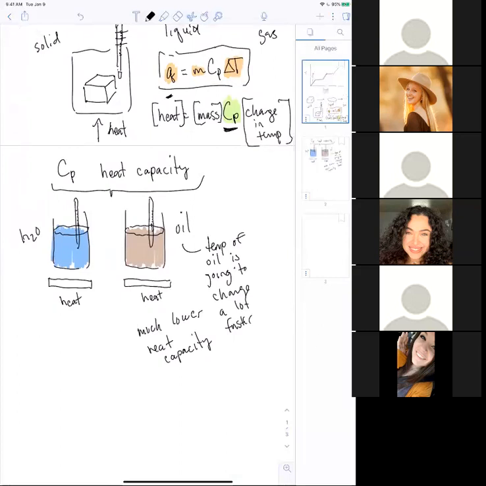Yeah, is it kind of the same thing as specific heat? Yeah, it is. Usually when we talk about specific heat, we're talking about the specific heat capacity. So they're not just kind of the same thing, they're identical.